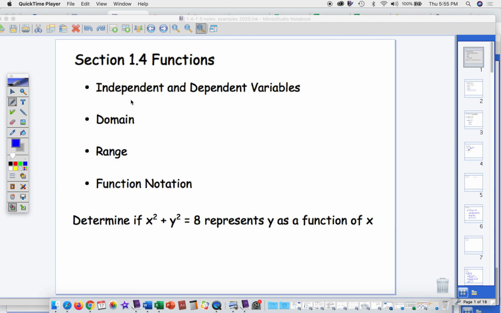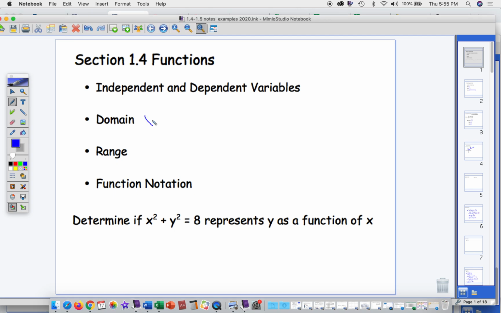Okay, so important terms that you need to know: independent and dependent variables. The independent variable is x. That's what we would plug into our function. The y value is dependent, right? It depends upon x. The domain of the function, if you remember, is your x values, or your inputs, where the range would be the y values, or the outputs of the function.